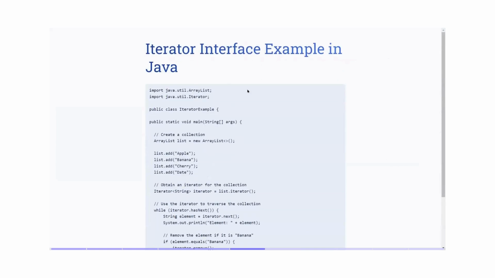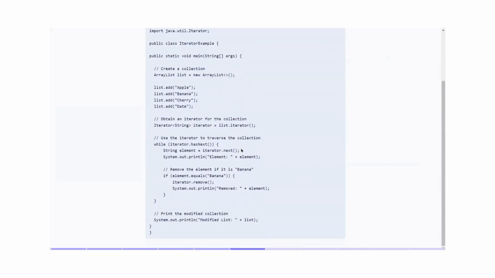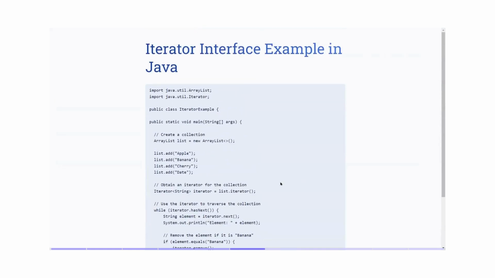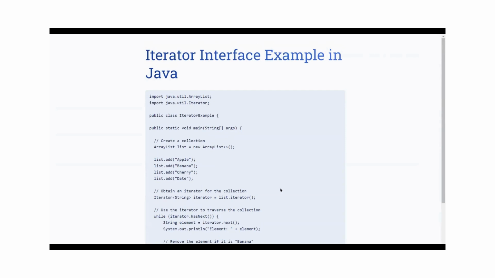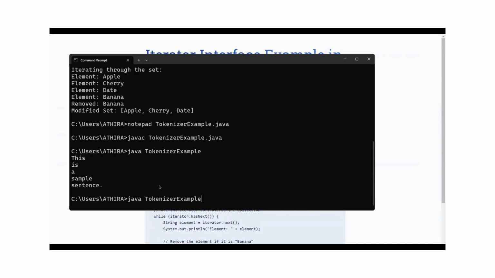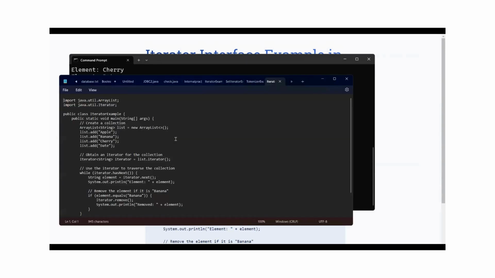Now, let us see the code. Let us see an example of using the iterator interface with a list of elements. So, this is the code. Let me execute it and show you. Let us use command prompt and notepad to implement the code. Here, you have to create a new notepad to do Java programs. So this is the program.